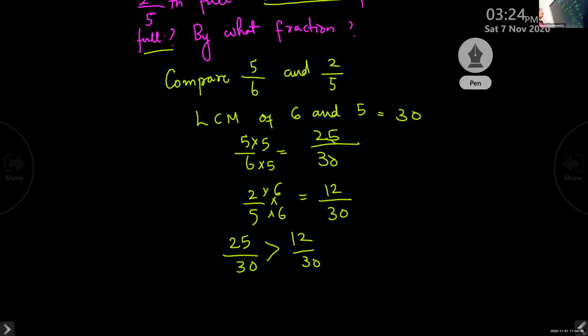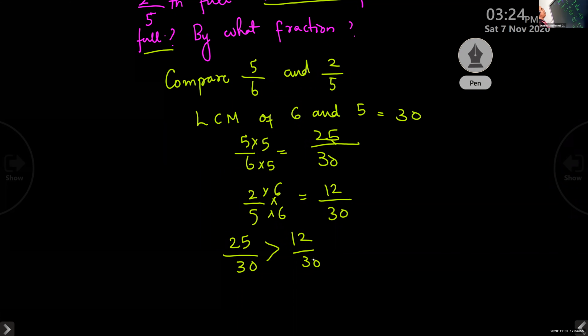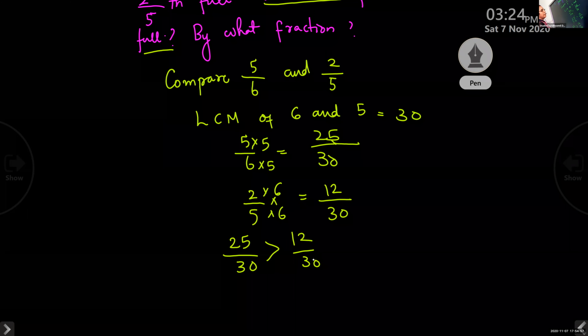Ma'am, I cannot see the screen. Why? Ma'am, it is only showing studio classroom 6. Leave screen sharing and come back. Sometimes you can see.